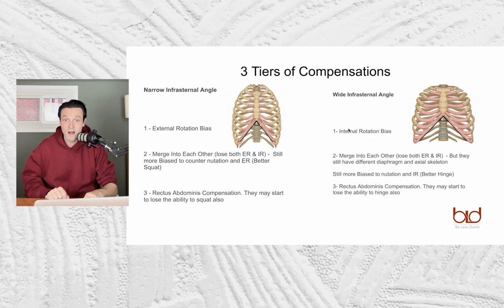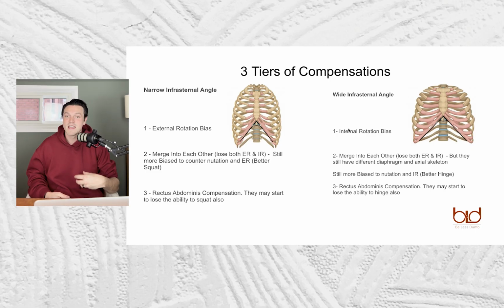And then in relation to the wide infrasternal angle, they're obviously going to have an internal rotation bias. So if they have their internal rotation bias and are just missing a bit of external rotation, great, they're in tier 1. We should be able to get them back to, once again, a good level of movement capacity pretty quickly. In their tier 2, so if they're a little bit regressed from that, once again, it's going to merge in together. So they're going to lose both ER and IR, but they still have a different diaphragm, right?